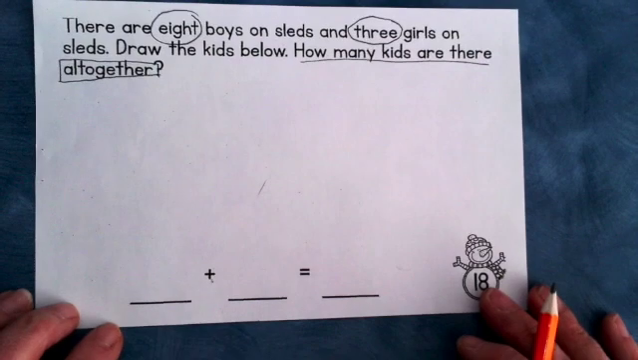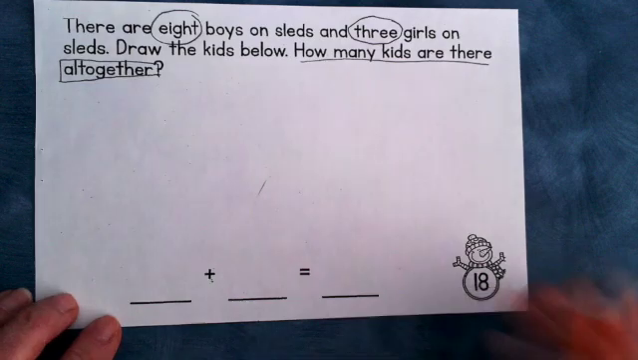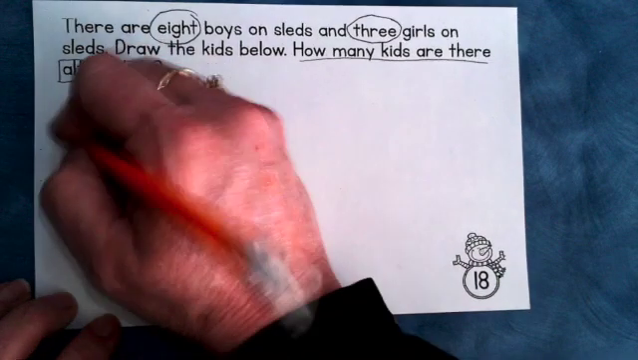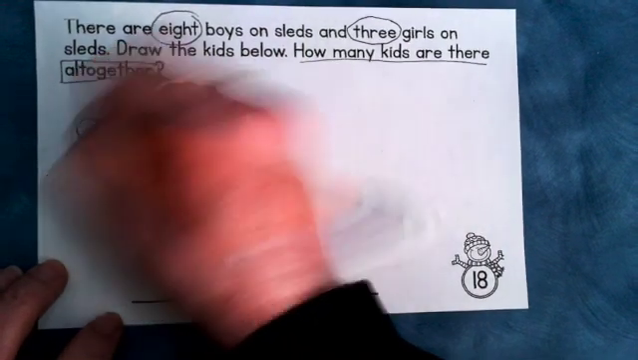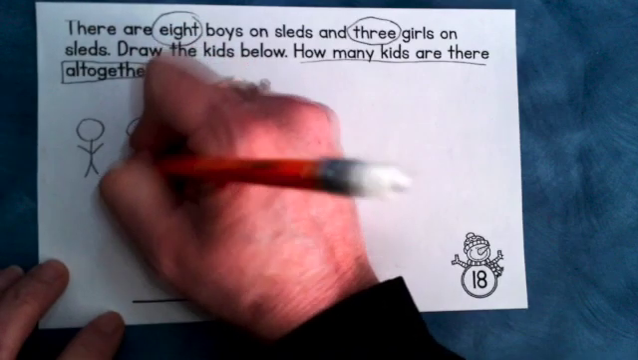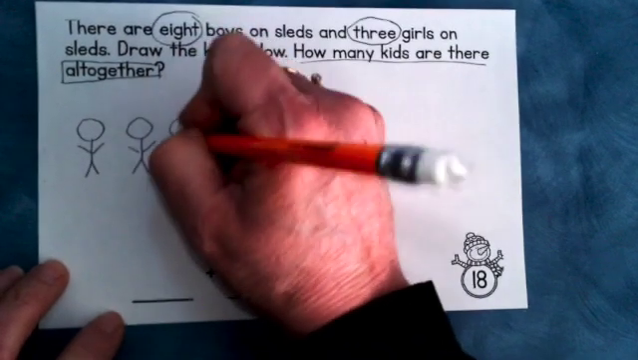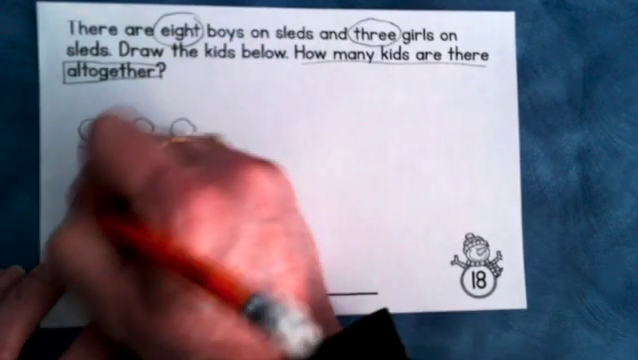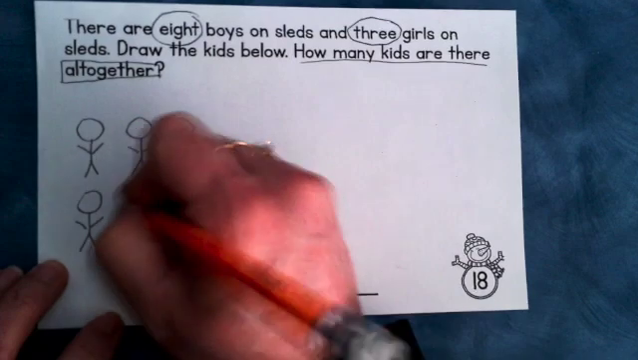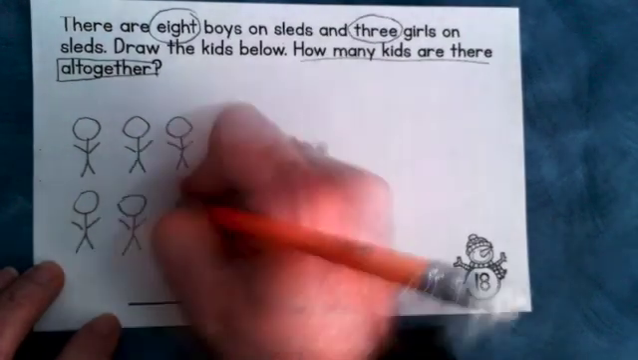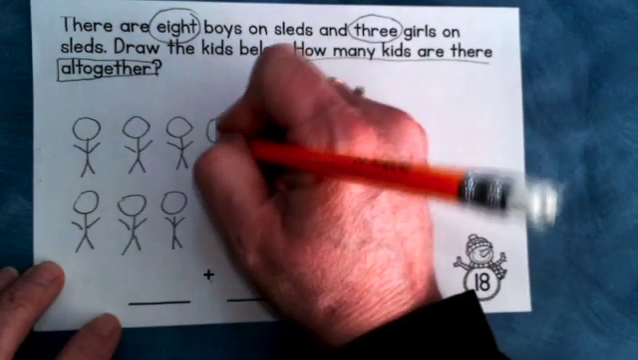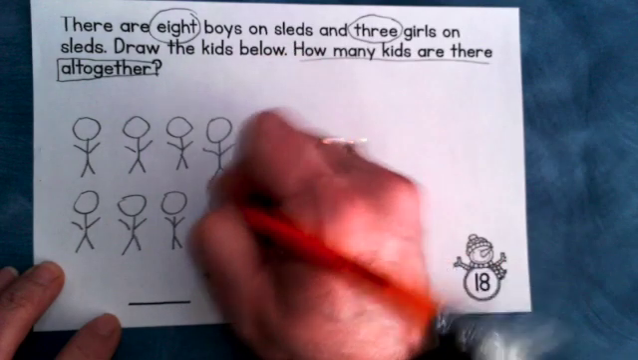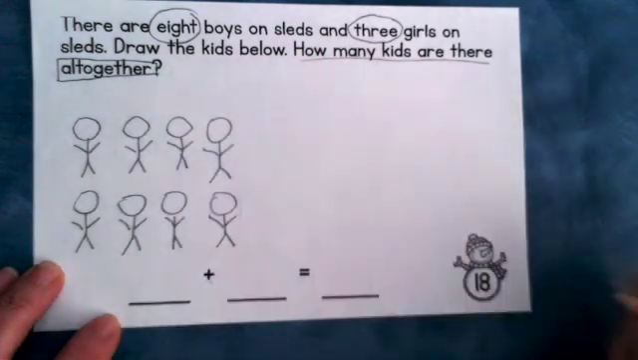So here we go. I'm going to draw boys and girls. And the only way I know how to draw people well is drawing stick people. So I'm going to make boys first, and I'm going to just make the boys stick people. There's 1, 2, 3, 4, 5, 6, 7, 8. So there's my 8 boys.